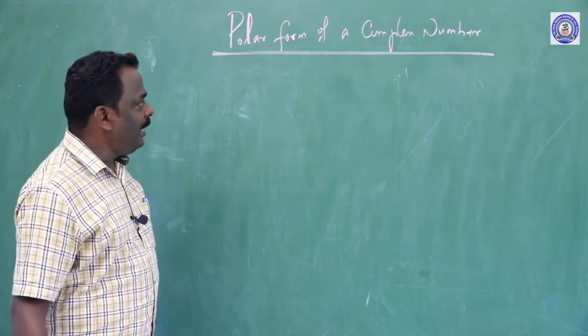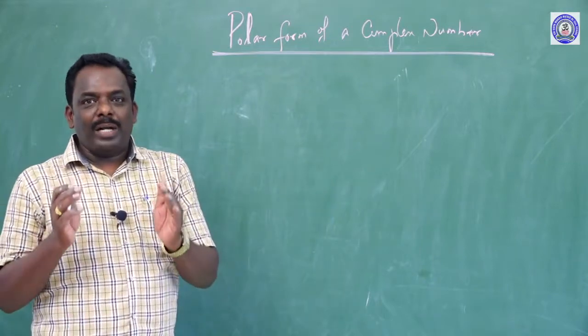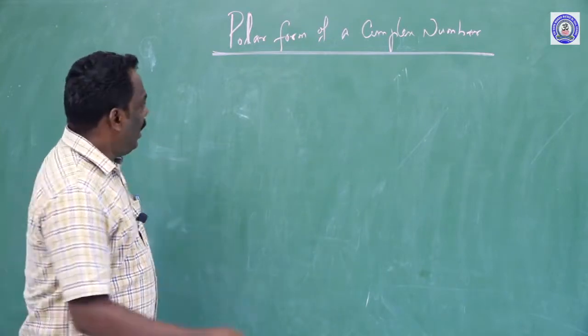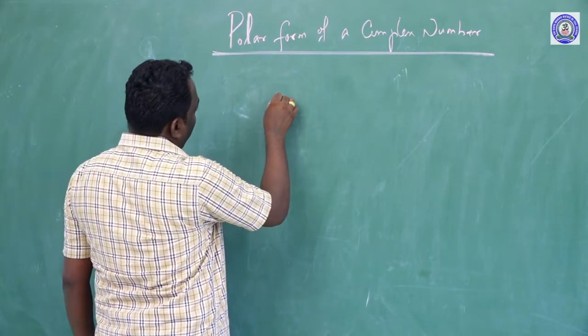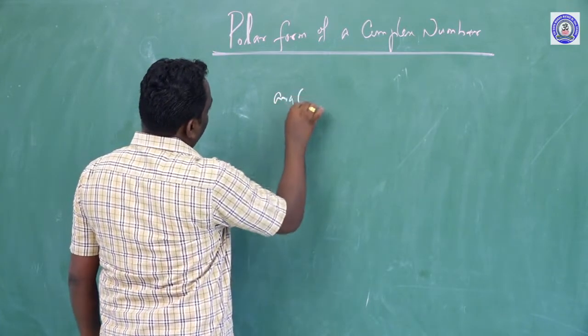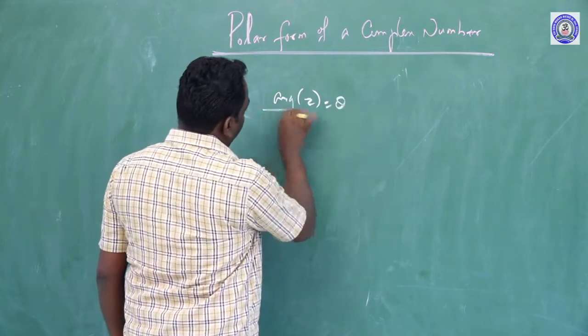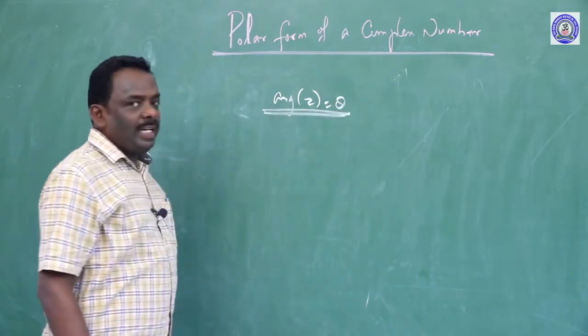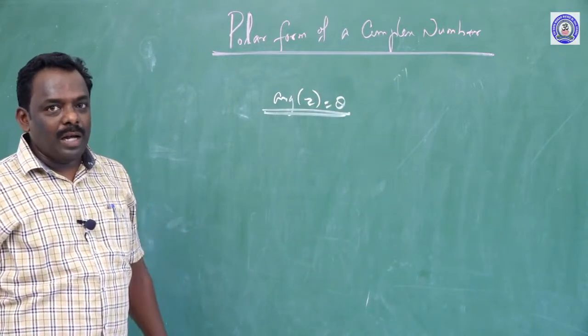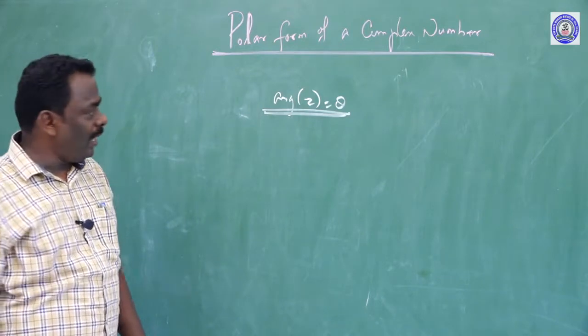Okay, now let us see the argument of z, which is theta. Simply, we can say theta is the argument of z, and this we call the principal value. It is called the argument of z, defined by its principal value.